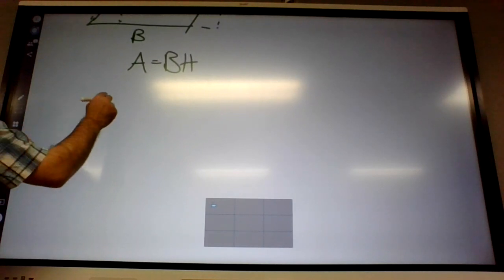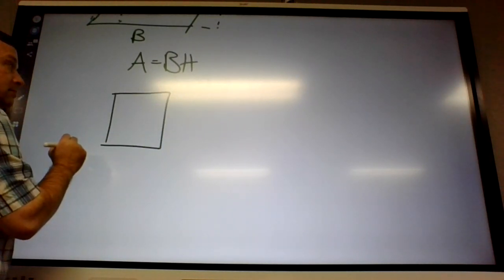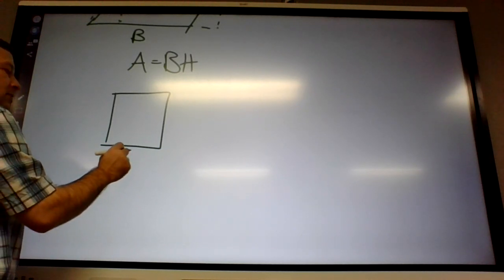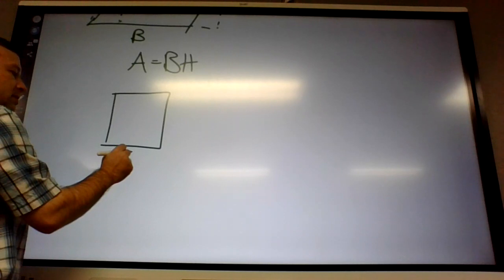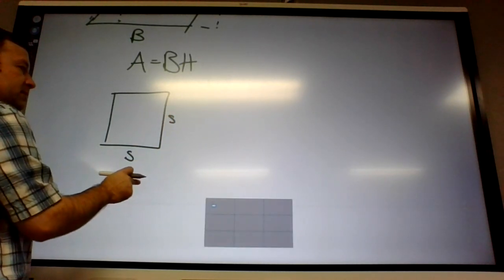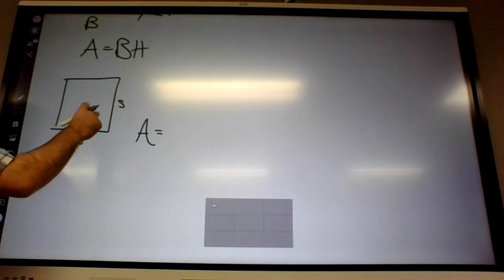Okay, what if we had a square? What's unique about a square? All the sides are the same. All the sides are the same, so what would its area be? Remember, a square is a rectangle, right? Because it has 90 degree angles. So it's the same as a rectangle. It's base times height, but the difference is the base and the height are the same.